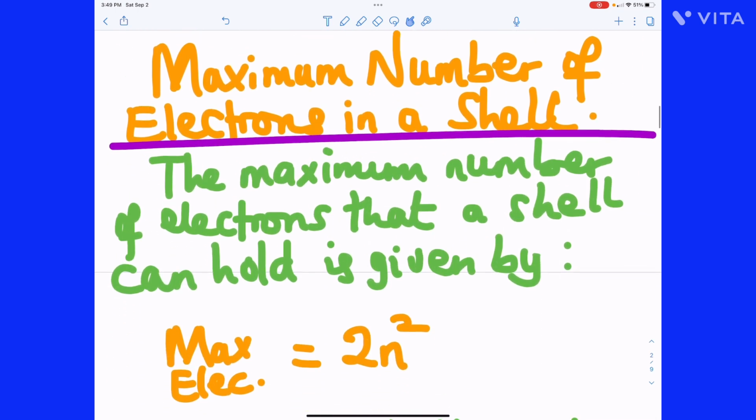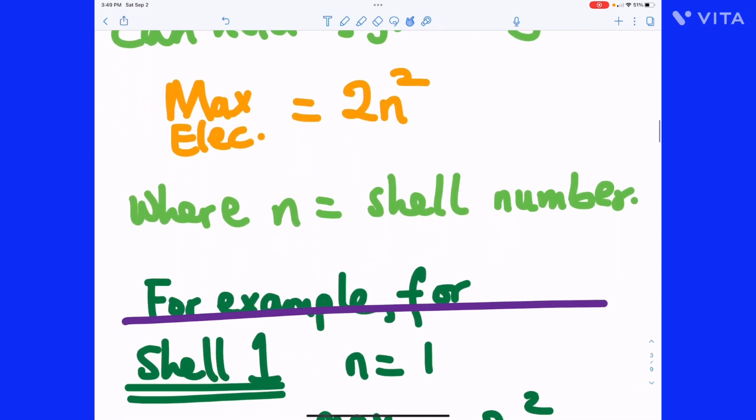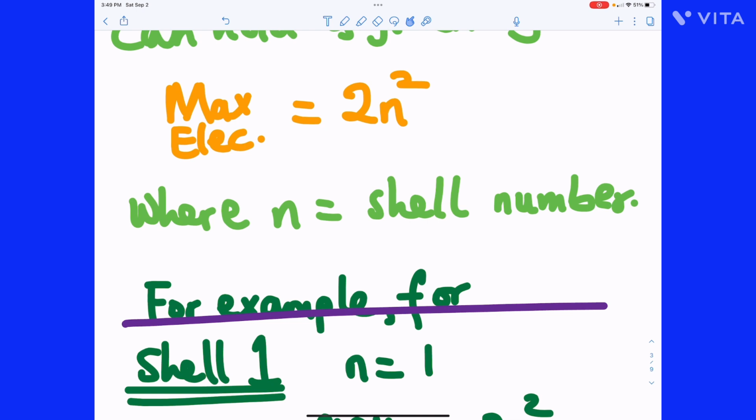Now, the number of a shell tells you how many electrons the shell can hold maximum. You understand? The number of a shell tells you the maximum number of electrons that the shell can hold. For example, shell 1, and the formula we use for calculating the maximum number of electrons in a shell is 2n raised to power 2, where n is the shell number.